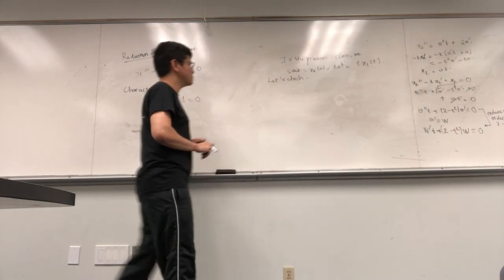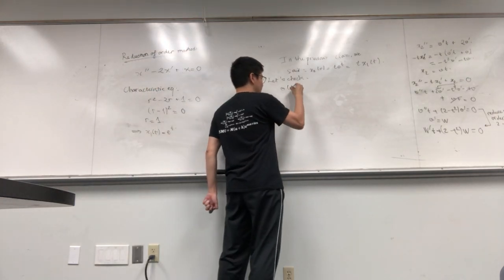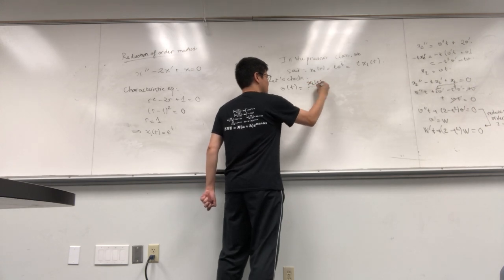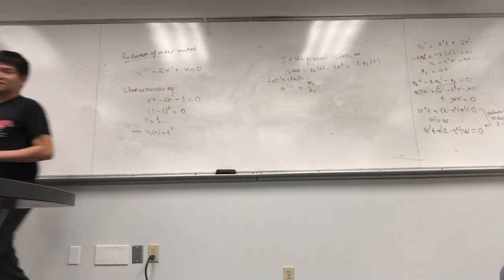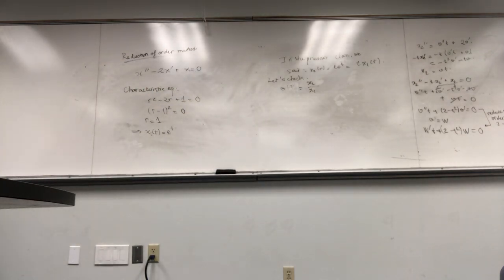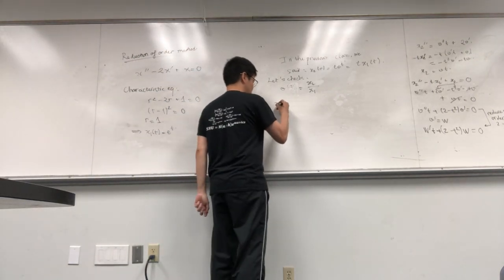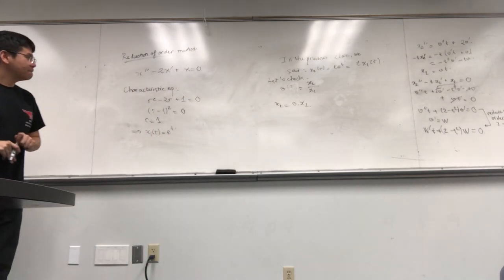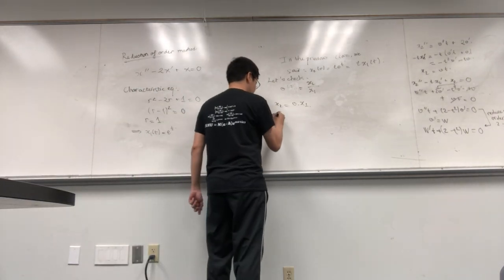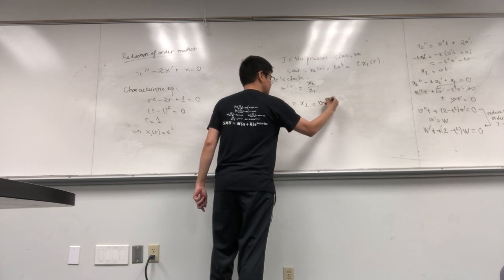So we define v(t) to be x2(t) over x1(t). So we want to use the reduction of order method again by defining v to be x2 over x1. And you will see that at the end of the day, you get v is equal to t. Now, I have x2 is then v times x1. So basically this is v times e to the t.